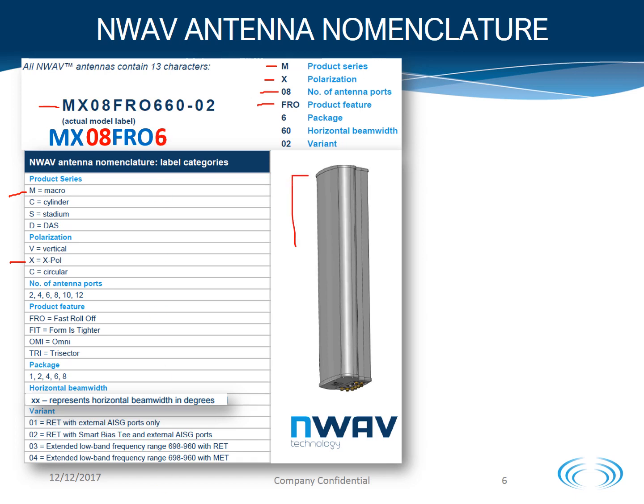6 is the height of the antenna in feet, so 6-foot antenna. 60 identifies the horizontal beam width, which is 60 degrees. And the -02 gives us the product variant. 02 down here identifies the antenna having RETs and Smart BIASTs. NWAV is the product series for our Generation 2 antennas. The NWAV antennas will have ports mounted on the bottom, and the RETs will be internal to the antenna.